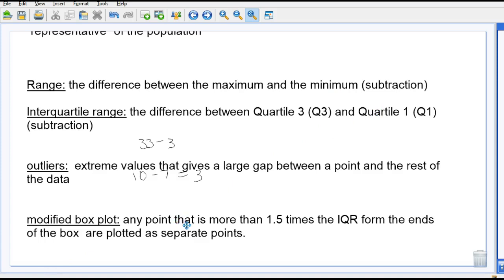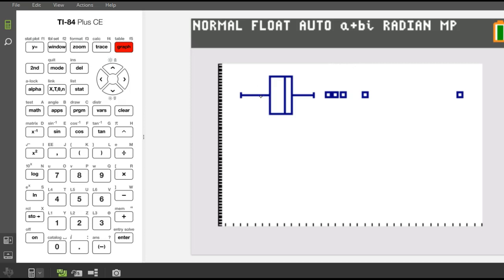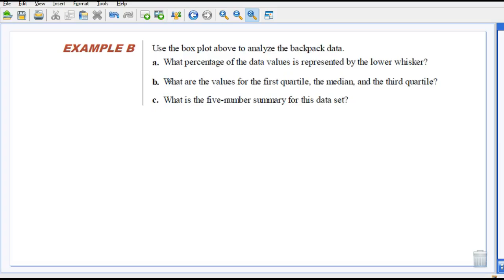And now we're going to go to the last example, example B. Use the box plot above to analyze the backpack data. Well, we have that already, so this is going to be hopefully fairly simple. What percentage of the data values is represented by the lower whisker? Well, each part is 1/4. So this is 1/4, this part is 1/4, this part is 1/4, and the upper whisker is 1/4. So that makes it 25%.